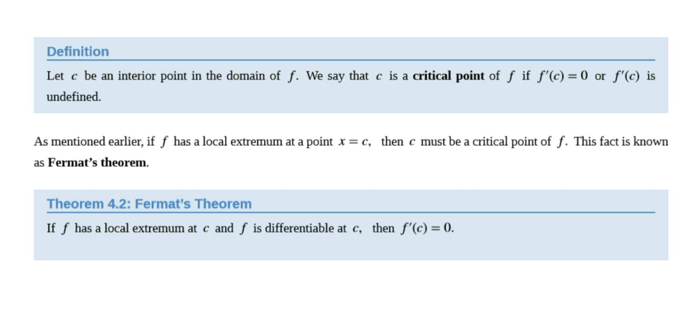One more bit of definition stuff. We say that c is a critical point of f if the derivative there is 0 or if the derivative there is undefined. Critical points are places where the derivative is 0 or the derivative is undefined, where the tangent line is flat or the tangent line doesn't exist.